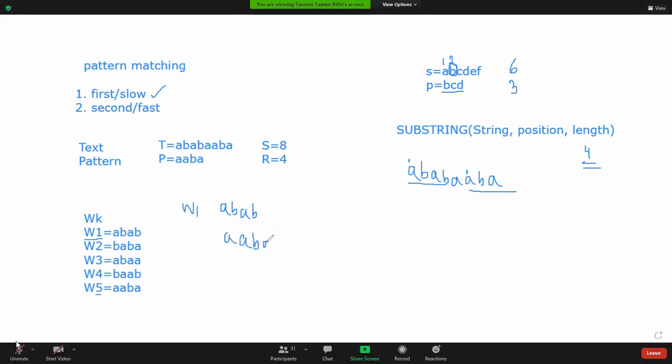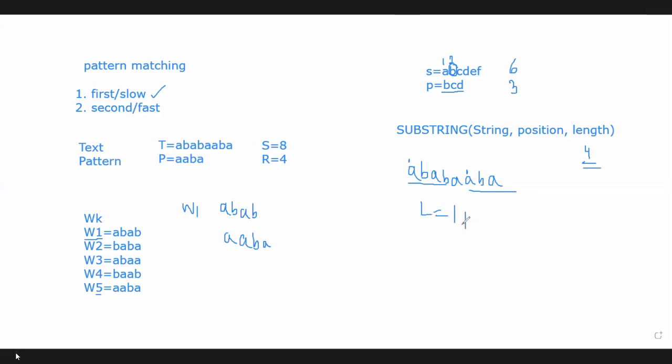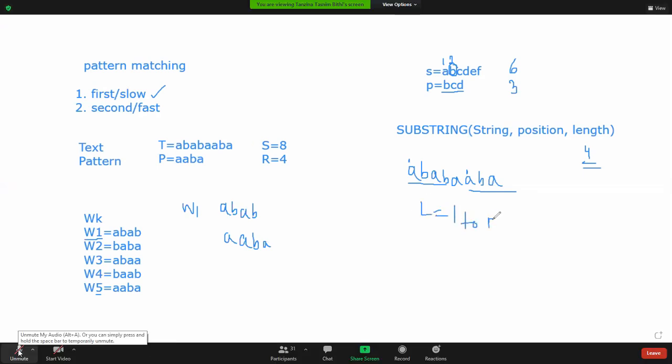What is step number 3? Step number 3 is repeat for L equals to 1 to R. That means now we have to use the inner loop where the loop variable is L, and the value of L will be 1 to R. The value of L will be 1 to 4 because here R equals to 4.